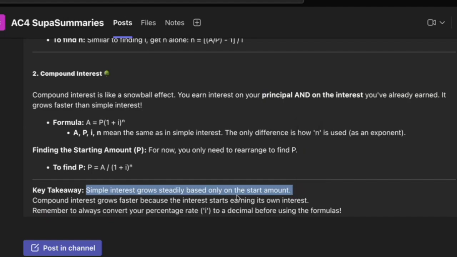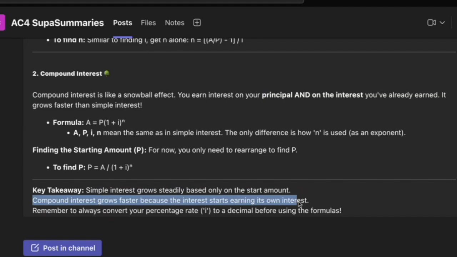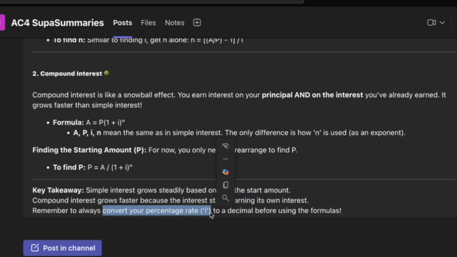Keep in mind that simple interest grows steadily. The same amount is added each year. Compound interest grows much faster. It's exponential growth, because the interest starts earning its own interest. And always remember to turn your interest rate into interest by dividing by 100.